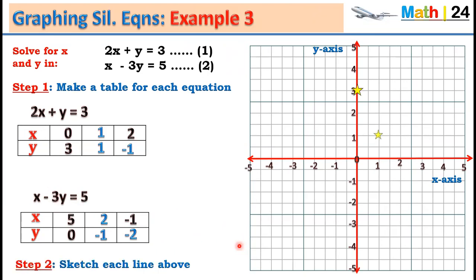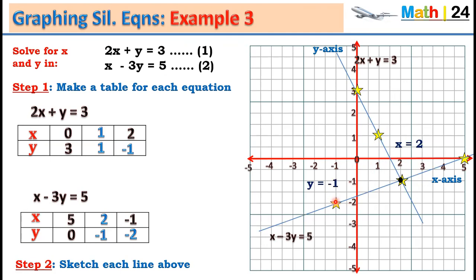So we now plot these points. We have the points 0, 3, 1, 1, and 2, -1. We have the points 5, 0 here. Then we have 2, -1. It's 2 and -1. And the last point there is -1, x is -1 and y is -2. So we link these 3 points. And you can see the point of intersection there, right? So when x is 2 and y is -1, that's the solution.